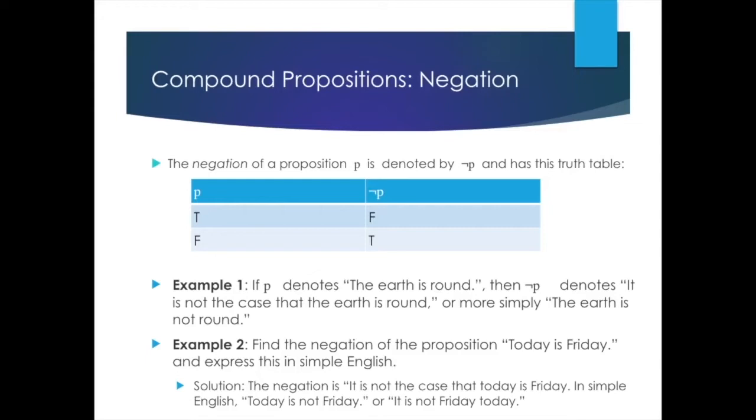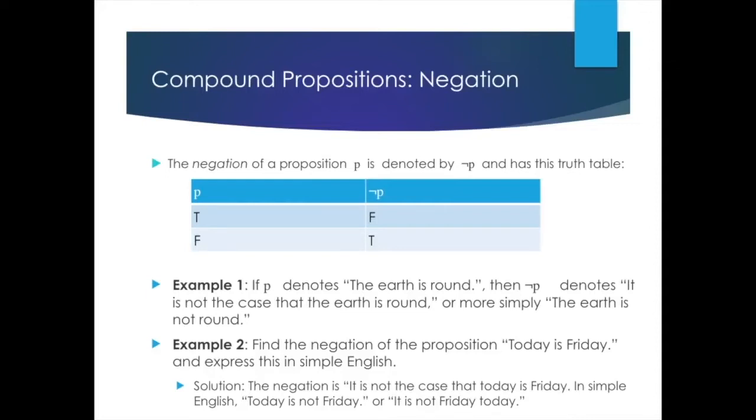The negation of a proposition B is denoted by not B and has the truth value as follows. If B is true, not B is false. If B is false, not B is true. Take the following example. If B denotes "the earth is round," then not B denotes "it is not the case that the earth is round," or you can simply say the earth is not round. So the first statement is true, and then the not B value will be false.